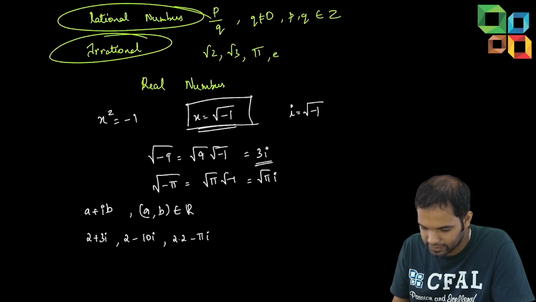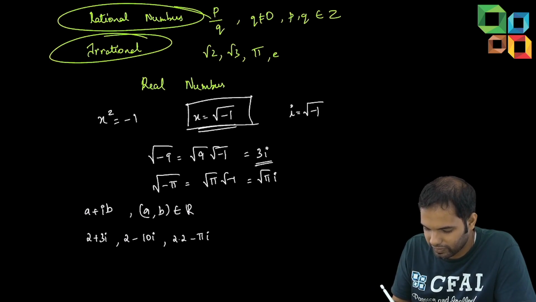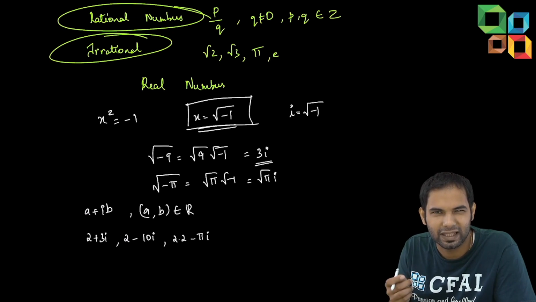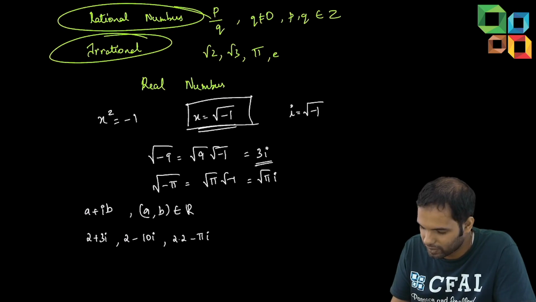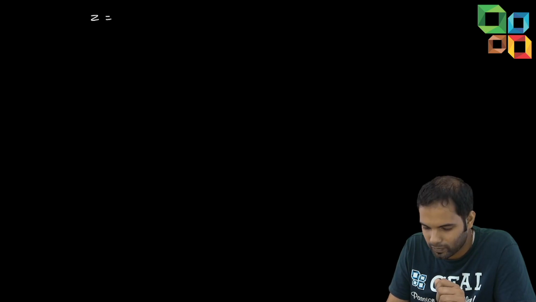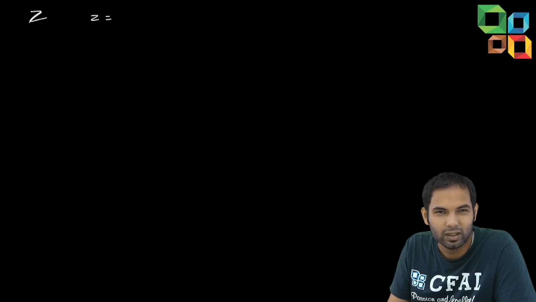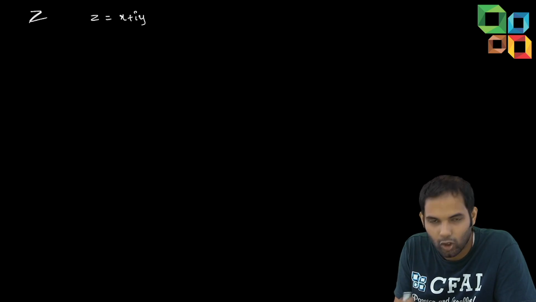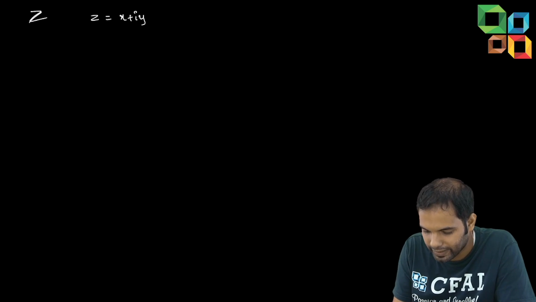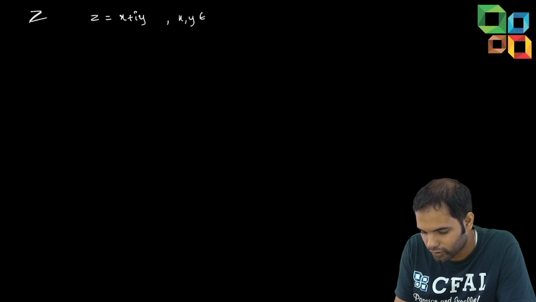Now just to note this down. We either write it in the form a plus ib or x plus iy, it's up to you. Let me just write it down. Complex numbers are usually denoted with a small letter z, and the entire set of complex numbers is usually denoted with a capital letter. So z is nothing but, say, x plus iy or a plus ib, where x and y belong to real numbers.